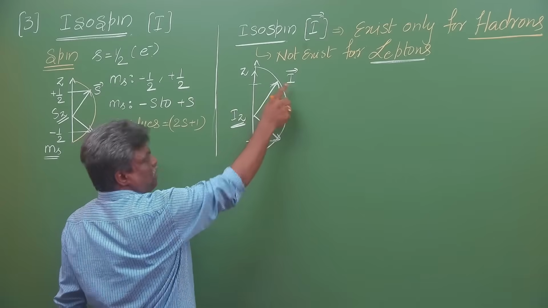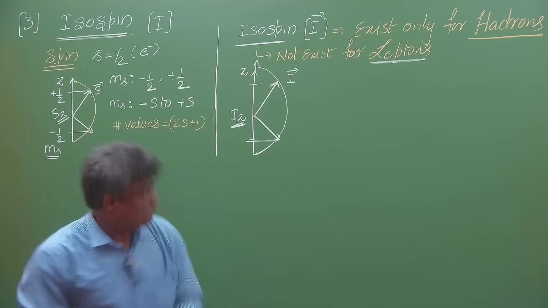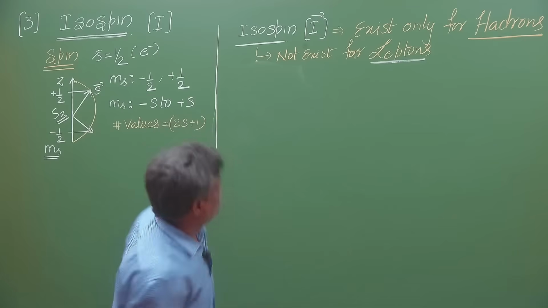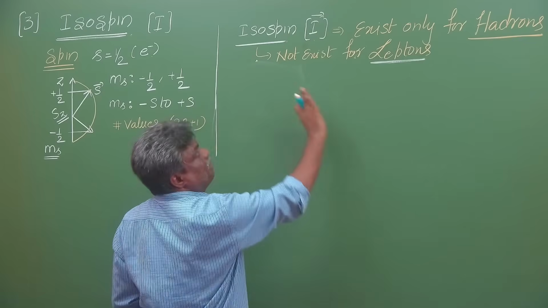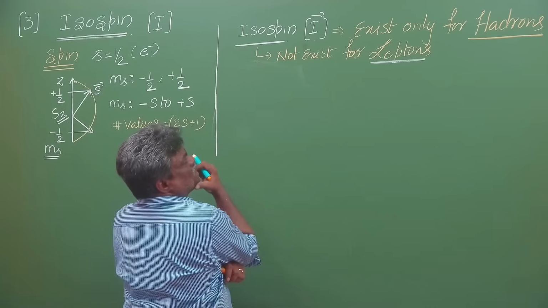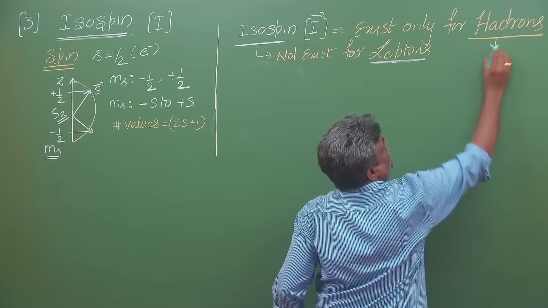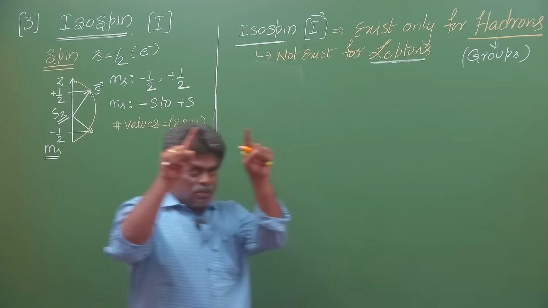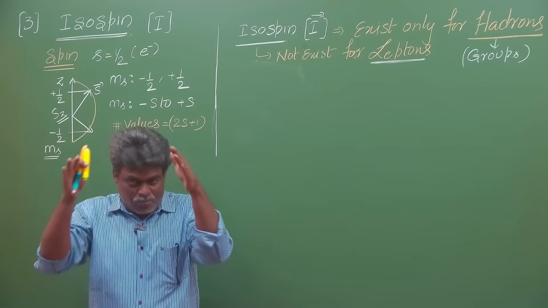Now today we are focusing on I. Okay, cool. One more time: I exists only for hadrons, not for leptons. Now how to get this isospin? Actually, I told you already, these hadrons are simply groups. Whatever bracket I have written, as I told you yesterday, you should not remove the bracket, you must keep it.